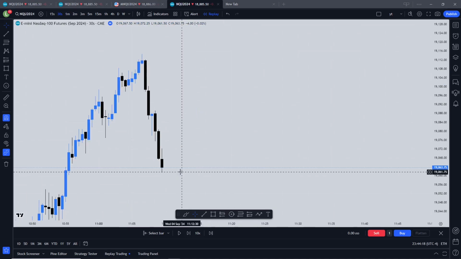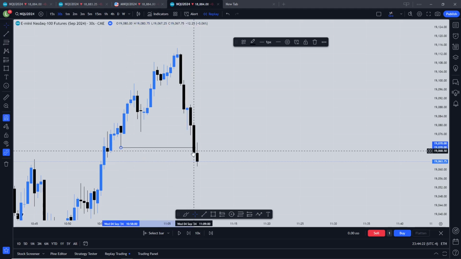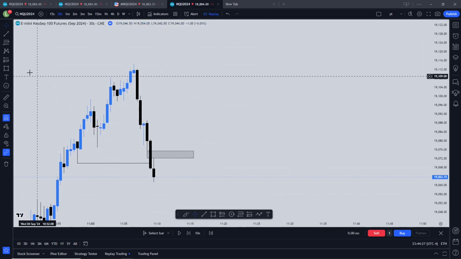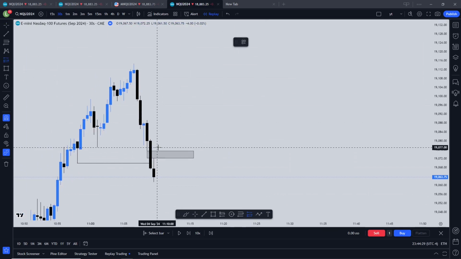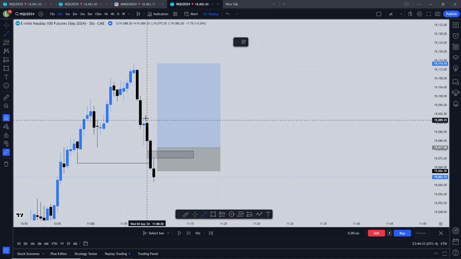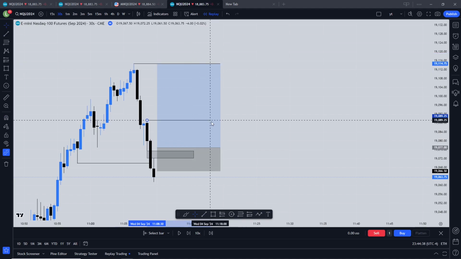All right, now for this example, we have a liquidity sweep and a fair value gap right here. And if we were to inverse this, we could have a long, right? You could do break even here and full TP here if you were to take this.